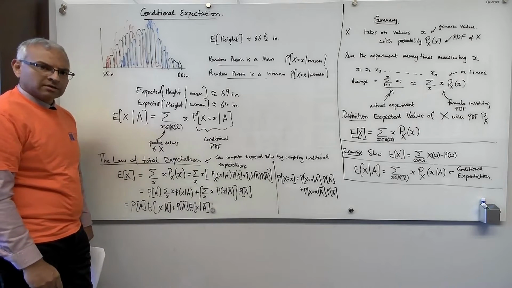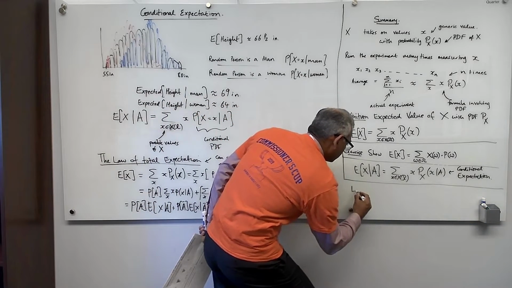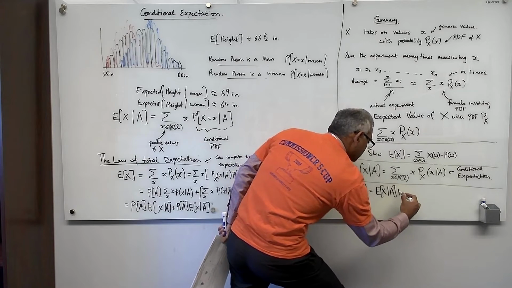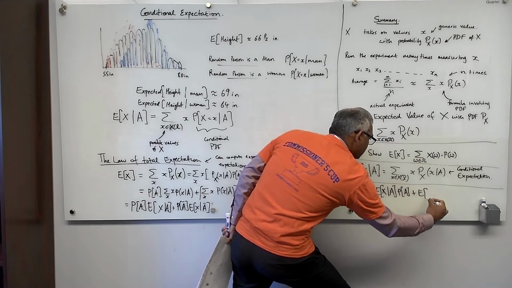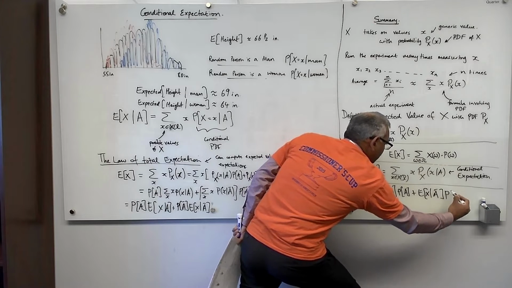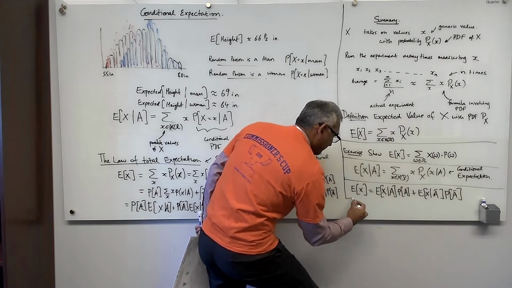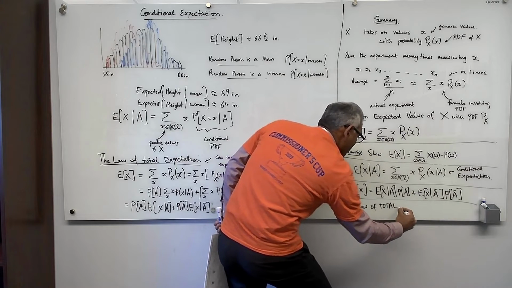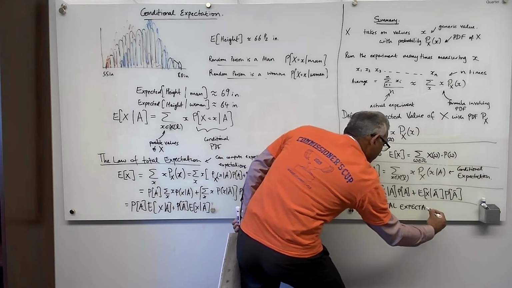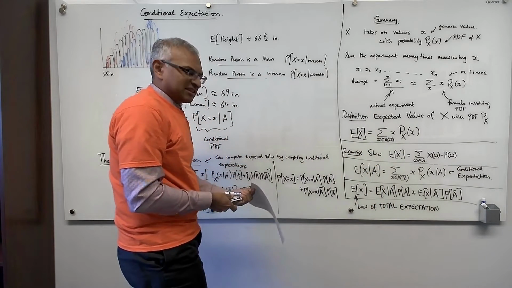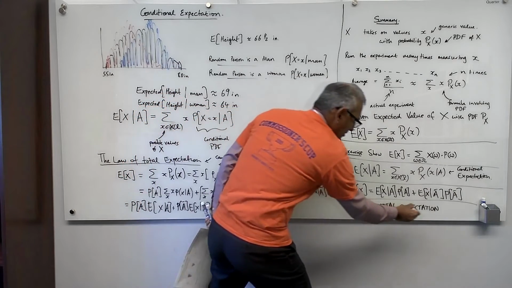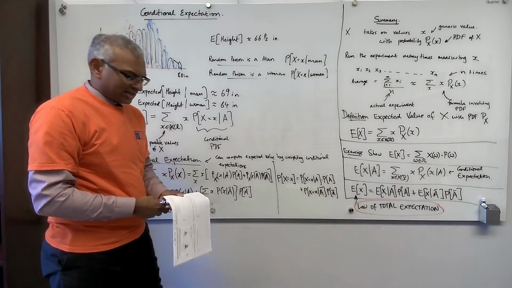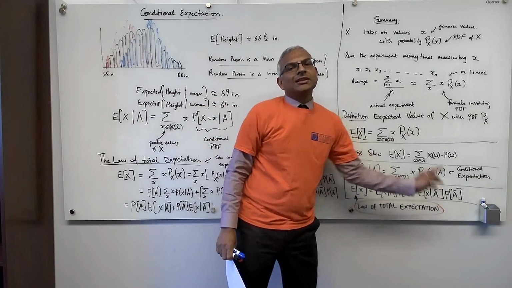So I'm going to write it there, okay, and box it. So the expected value of X is equal to the expected value of X given A times the probability of A plus the expected value of X given not A times the probability of not A. Okay. Bam. This is the law of total expectation. And let us put that in a red box. So that's the law of total expectation that allows us to compute an expectation using conditional expectations.